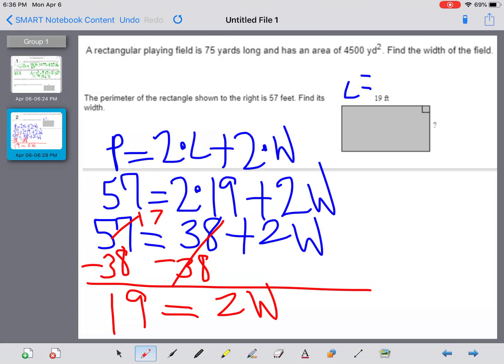Now, to find W, again, you think opposite operations. The opposite of multiplication, or 2 times W, is division. So to solve for W, just divide both sides by 2. Now, 19 divided by 2, that will give us 9.5 as a decimal.